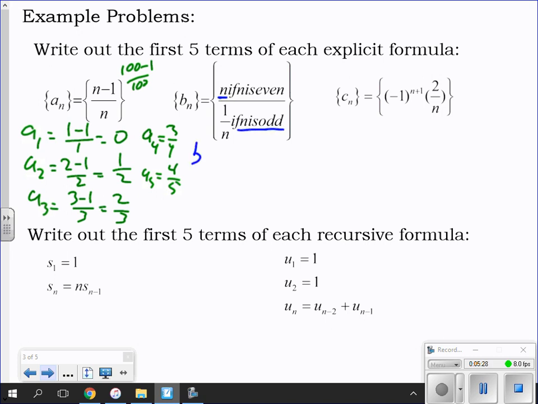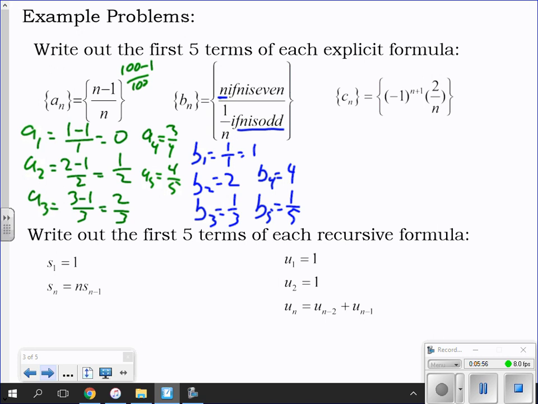So B sub 1, 1 is odd, so I get 1 over 1, which is 1. B sub 2, 2 is even, so it is just that number. B sub 3 is 1 over 3 because 3 is odd. B sub 4 is 4 because 4 is even. B sub 5 is 1 over 5 because 5 is odd.